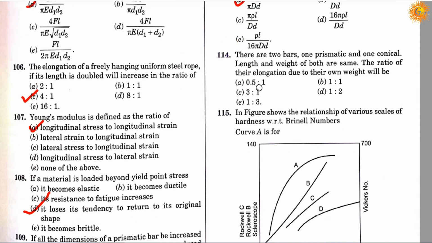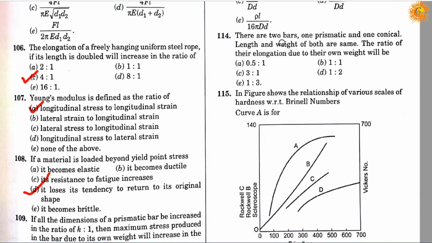Question number 114. There are two bars, one prismatic and one conical. Length and weight of both are same. The ratio of their elongation due to their own weight will be option A 0.5:1, option B 1:1, option C is 3:1, option D is 1:2, option E is 1:3. Correct answer is C. It will be 3:1.